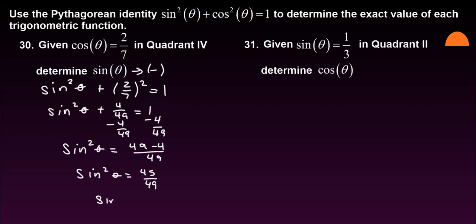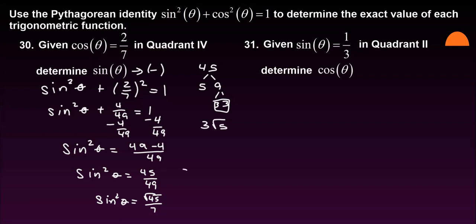We then go ahead and take the square root of both sides. So we get sine theta is equal to the square root of 45 over 7. For the 45, we need to do our factor tree. That's going to be 5 and 9, and 9 is 3 and 3. So that's 3 square root 5.